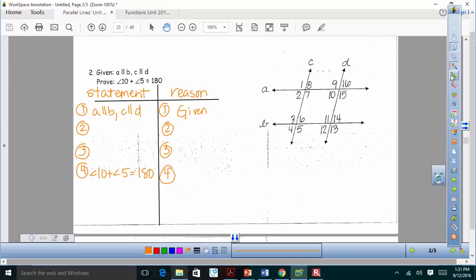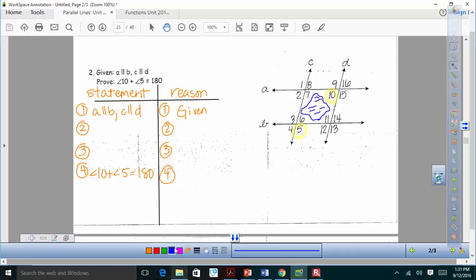Okay, now I'm ready to start my proof. So I'm going to go over here and I'm going to circle angle 10 and angle 5. 10 and 5. What do I need to make sure I do in the very middle of these transversals or these parallel lines? Okay, I'm going to go ahead and draw my pond so that I make sure that I don't hop over the middle of it. We've got to go around our pond.